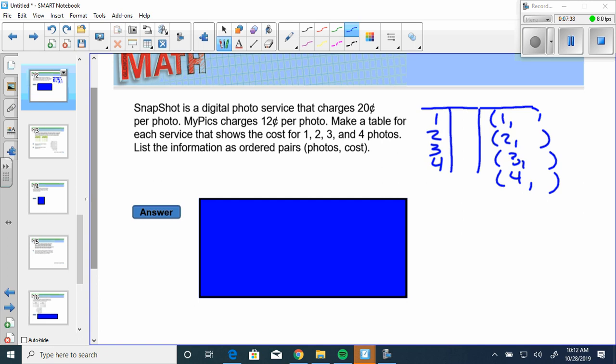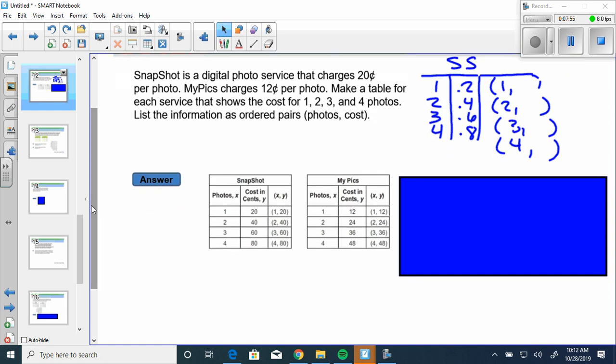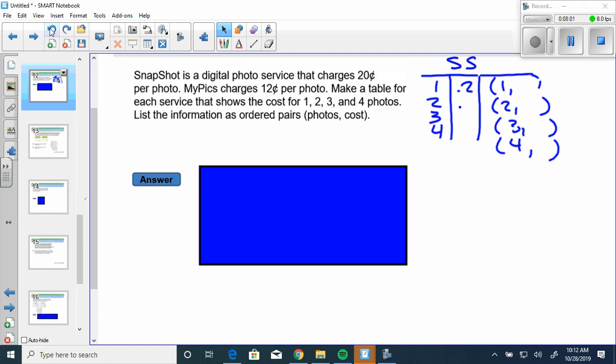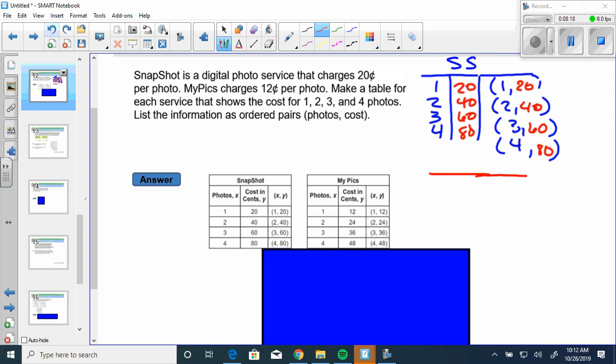So Snapshot is 20 cents per photo. Point 2, point 4, point 6, point 8. Okay, let's see if I'm on the right track. So they did it as whole numbers. That's fine. Let's see. I'll do it as whole numbers as well. So 20, 40, 60, 80. That was Snapshot.